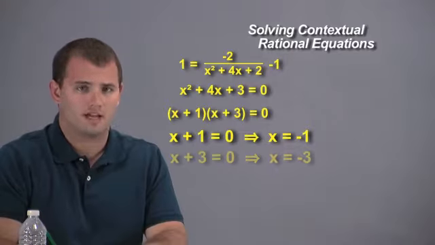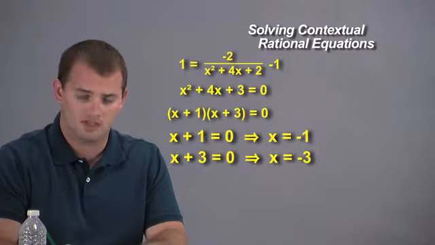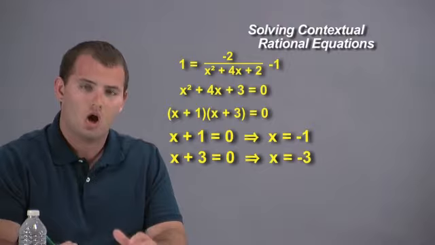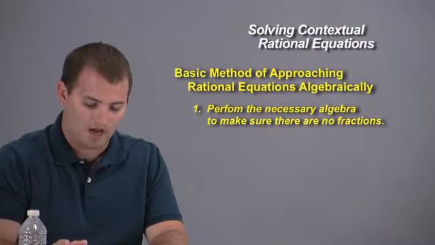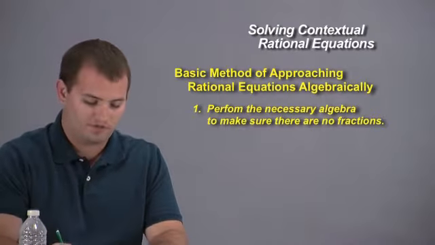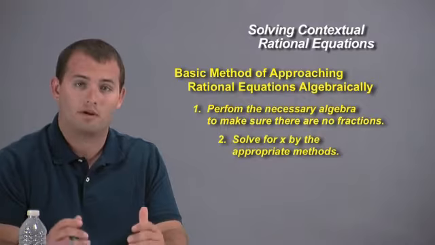And the other is x plus 3 equals 0, and so the solution is x equals negative 3. Okie dokie. Let's formulate a basic way of approaching the rational equations algebraically. Perform the necessary algebra to make sure there are no fractions, then solve for x by the appropriate methods.